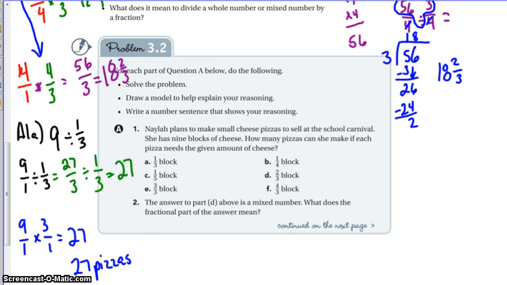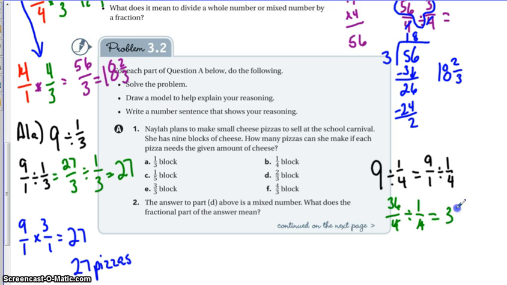All right, let's do it again with B. Okay, so she's got 9 blocks of cheese. She's dividing them up into fourths. Okay, so I'm going to first change them into fractions with a common denominator. So first I need to change this into 9/1 divided by 1/4. And then my common denominator would be 4. So I would get 36/4 divided by 1/4. And then I ignore the denominator, so 36 divided by 1 equals 36.